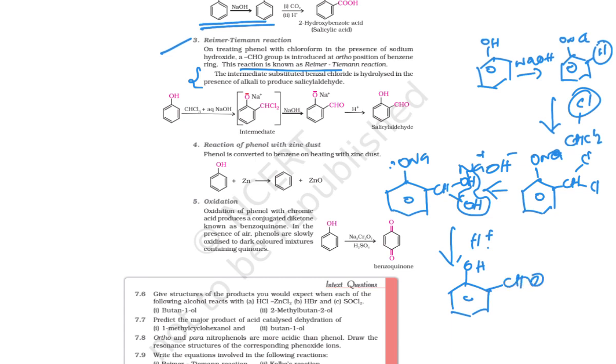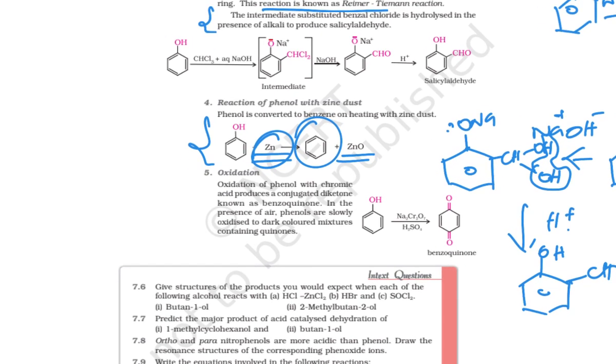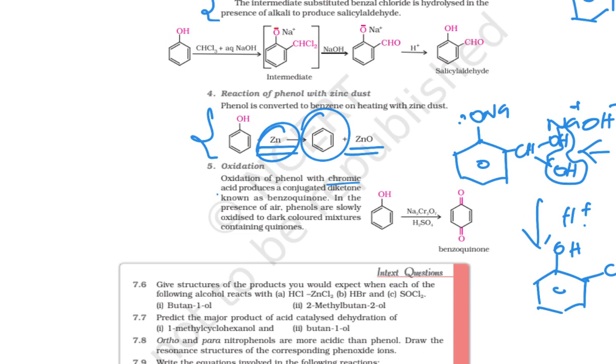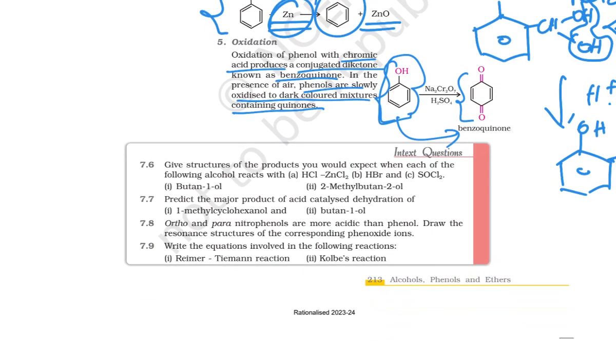Clear? Understand? Okay, so this is phenol, when it reacts with zinc, there is a formation of zinc oxide and benzene. Then oxidation of phenol with chromic acid produces the conjugated diketone, or benzoquinone. The phenols are slowly oxidized, giving a dark colored mixture containing the quinone. So if it undergoes oxidation, it is going to form the benzoquinone. Okay, clear? Right. We will solve the question, an interesting question.